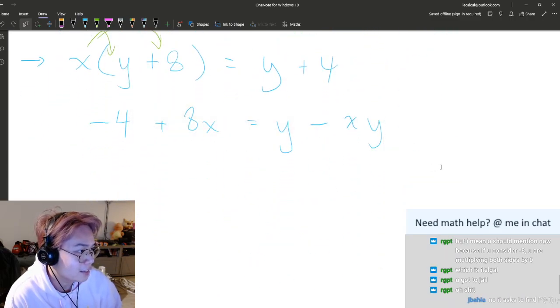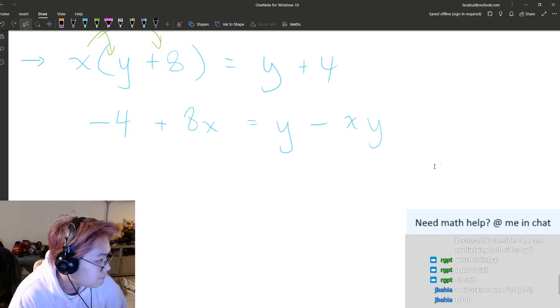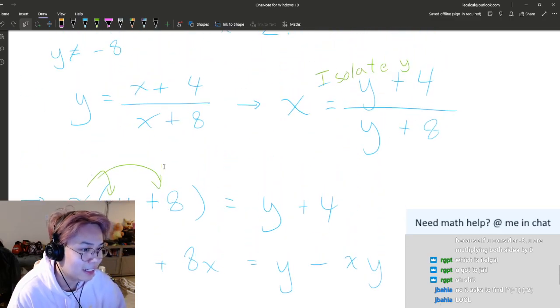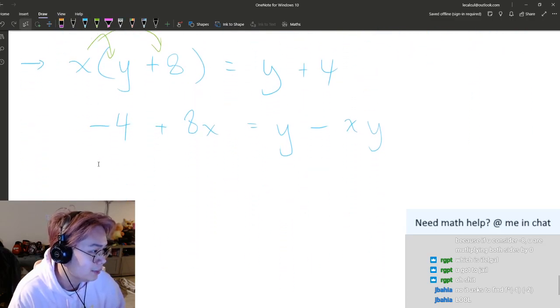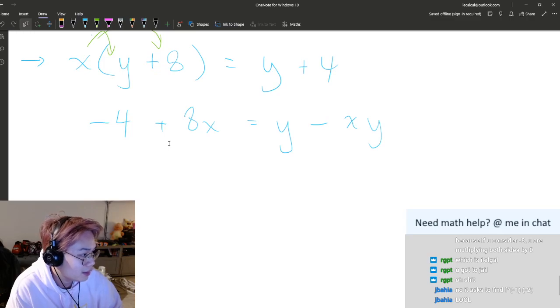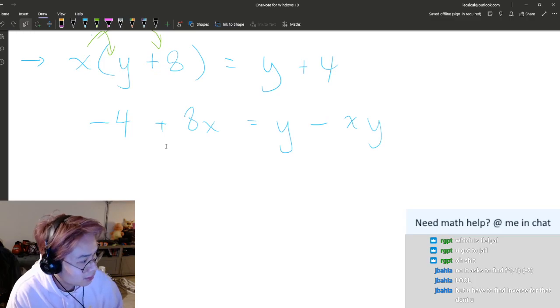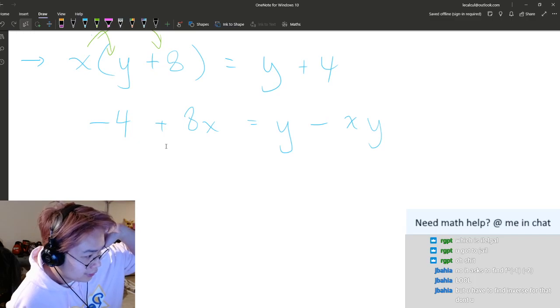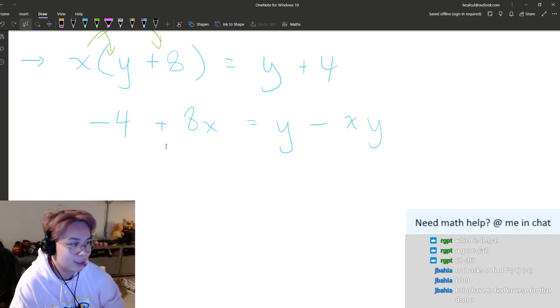Collect your y values. Once you're here, you can't divide by 0, so you have to say this can't be 8. Not that any of that really matters. I mean, you don't have to, but it's probably the best. It's a reliable way to do it.